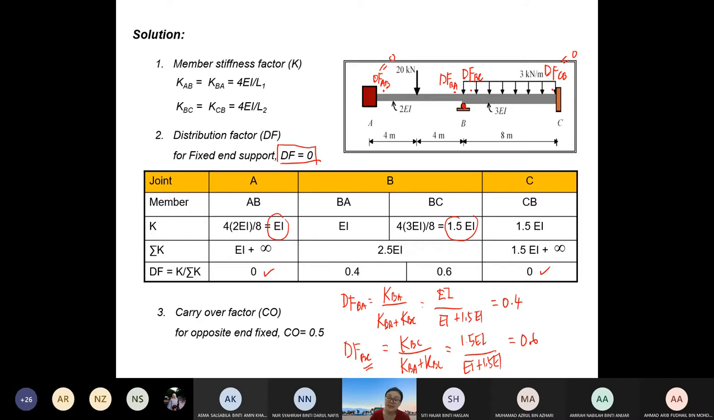There is one thing that I need to highlight to you. For the DF acting at a joint, no matter how many DF, the summation of the DF must be equal to 1. So you can see that the summation of these is equal to 1. Next time, if there are only 2 DF and you are very confident with DFBA, you can calculate DFBC just like 1 minus 0.4 and directly get the answer. You don't need to perform all this. But if you're not that confident and you want to check the answer, you just sum it up and it must equal 1.